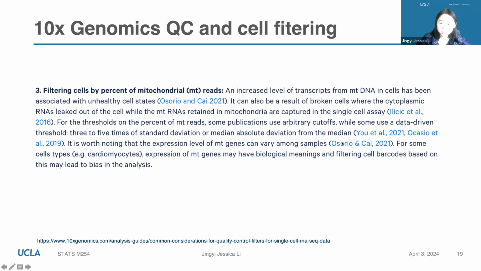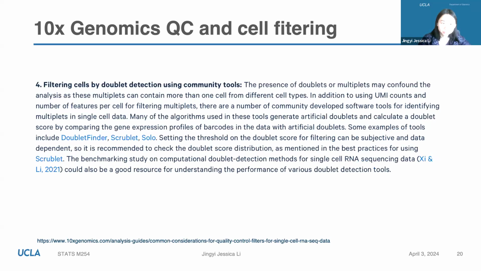Same issue, sample-specific properties. For some cell types, like cardiomyocytes, expression of mitochondrial genes may have a biological meaning, and filtering cell barcodes based on this may lead to bias in the data analysis. So for each of the 3 steps in Seurat, the default threshold might not work for some specific systems. We should be careful, look at our data and try to understand the data. Okay, that's the criteria 1 to 3 in Seurat.